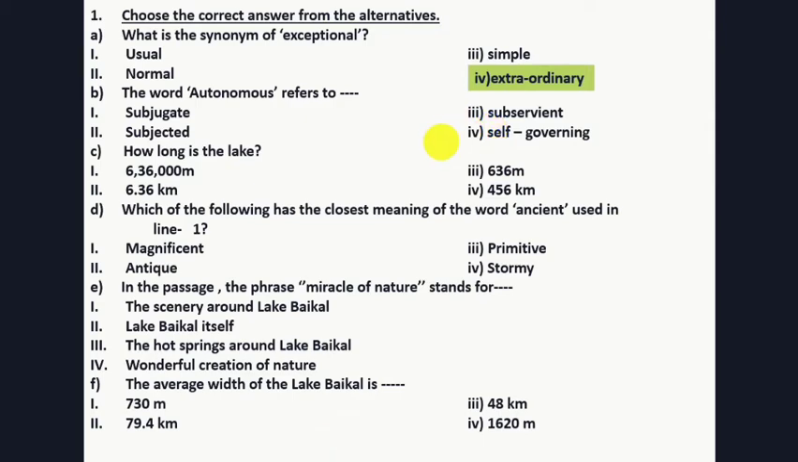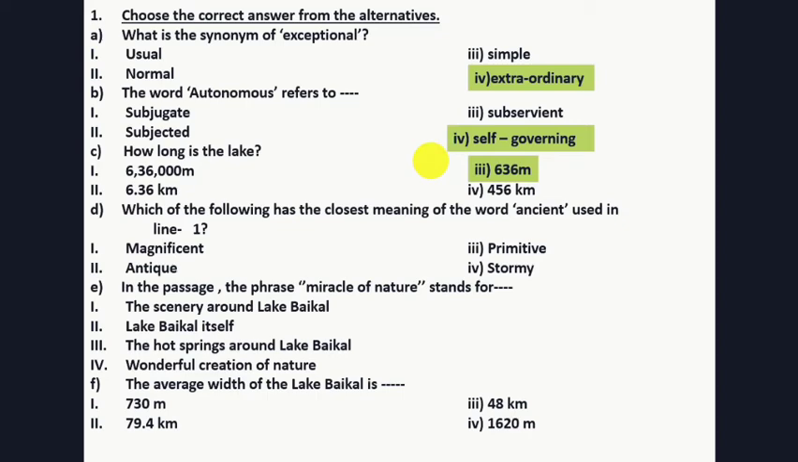Then the next question: the word autonomous refers to what? We learned from our discussion that autonomous refers to self-governing. Here it is the fourth option. Then question number C, how long is the lake? We already know the lake is 636 meters long.